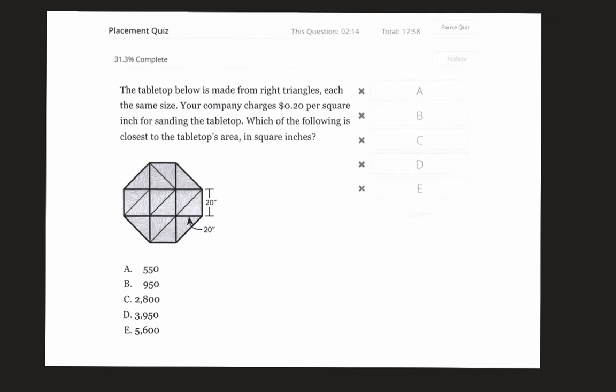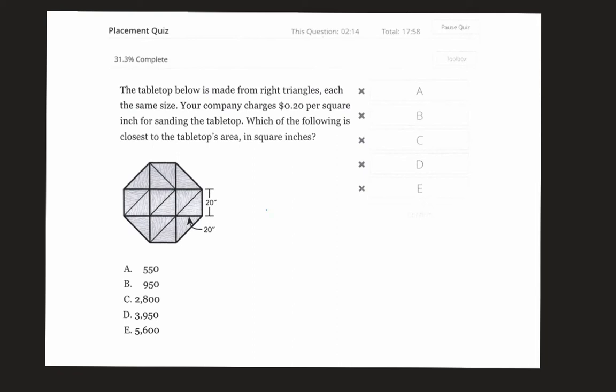1, 2, 3, 4, 5, 6, 7, 8, 9, 10, 11, 12, 13, 14. We'll double check ourselves. 1, 2, 3, 4, 5, 6, 7, 8, 9, 10, 11, 12, 13, 14. And it is true that we have 14 triangles on this tabletop.